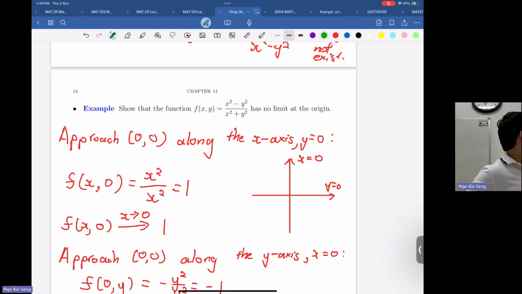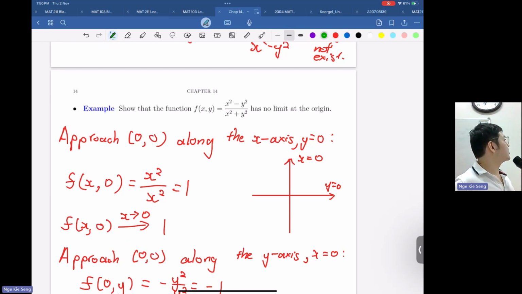So you should think that this top one is the value one here. It's the function value 1. And then the bottom one is negative 1. What have we shown just now? We said that if we approach the origin along the x-axis, the f value approaches 1.